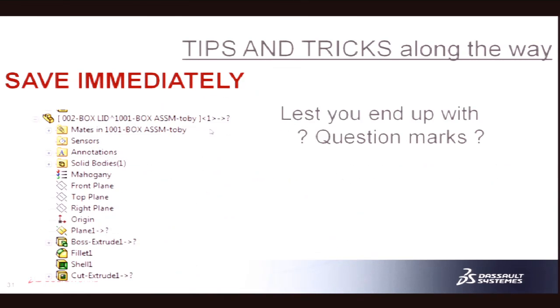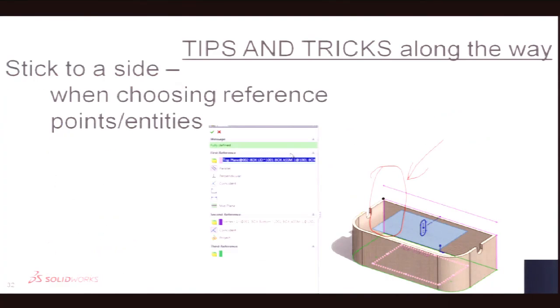Save immediately. I've mentioned this already a couple of times. If you don't, you're probably going to end up with some types of question marks in your tree. So the whole idea here is you don't want to start making in-context references and then do a save as and change the assembly name. That's where you're going to run into a jam. If you want to reuse that design, do it using pack and go. That's going to be your best bet.